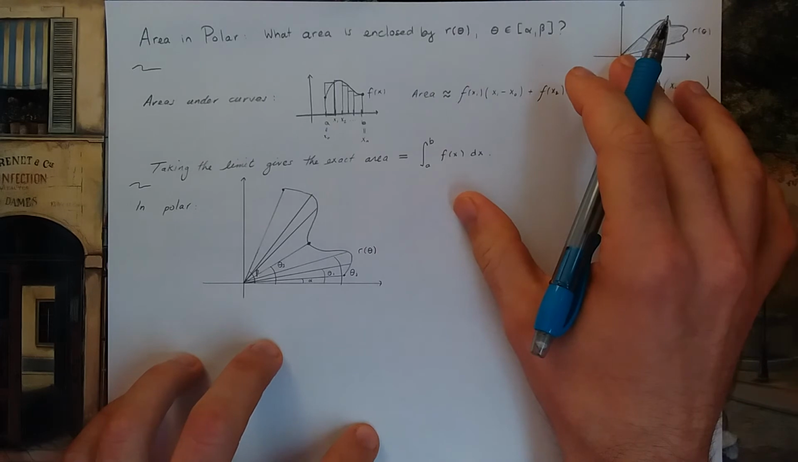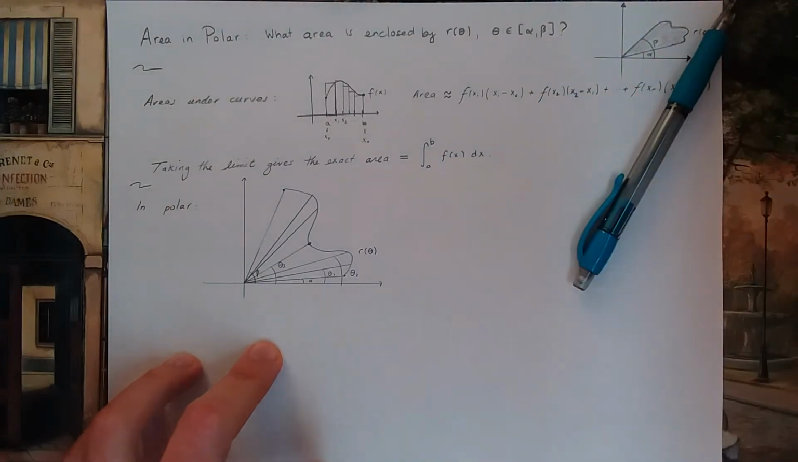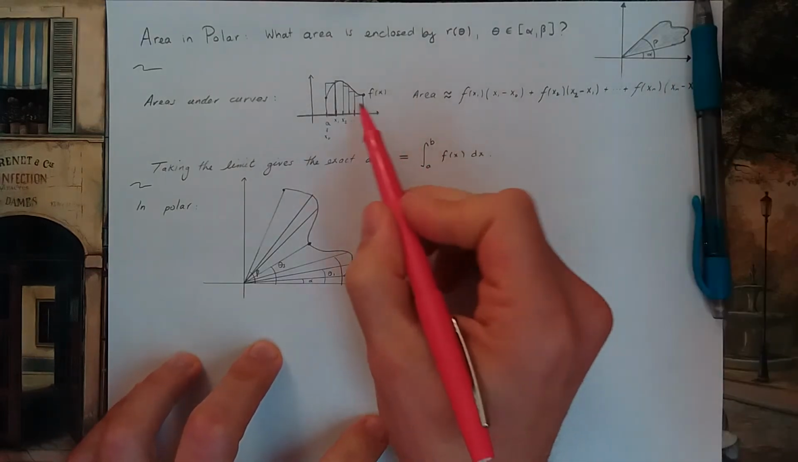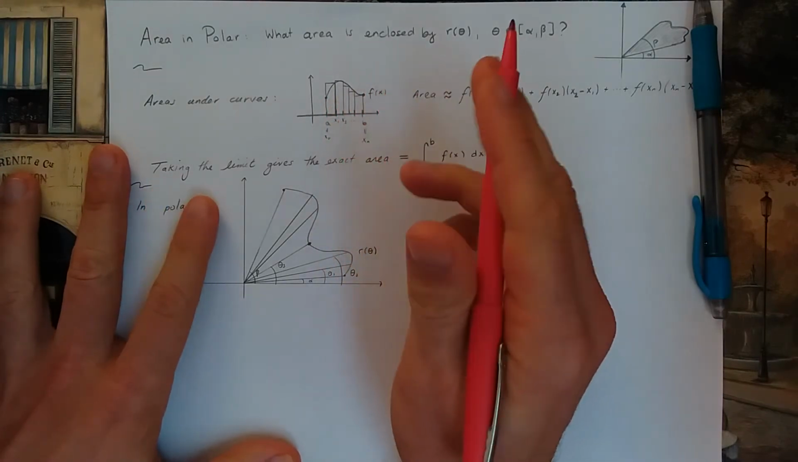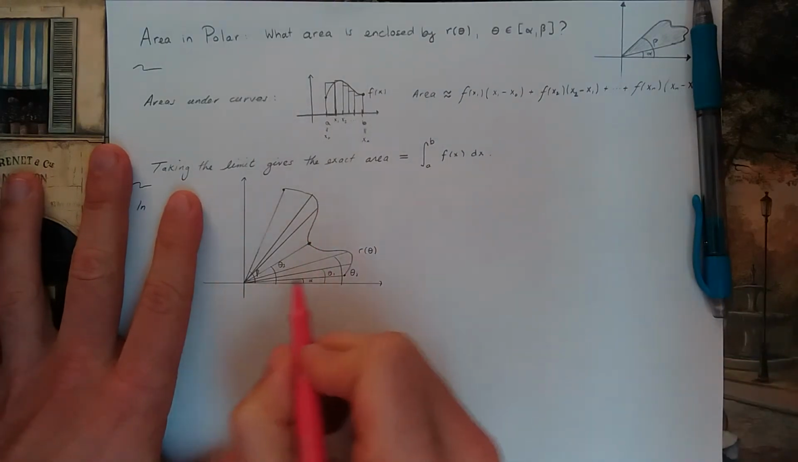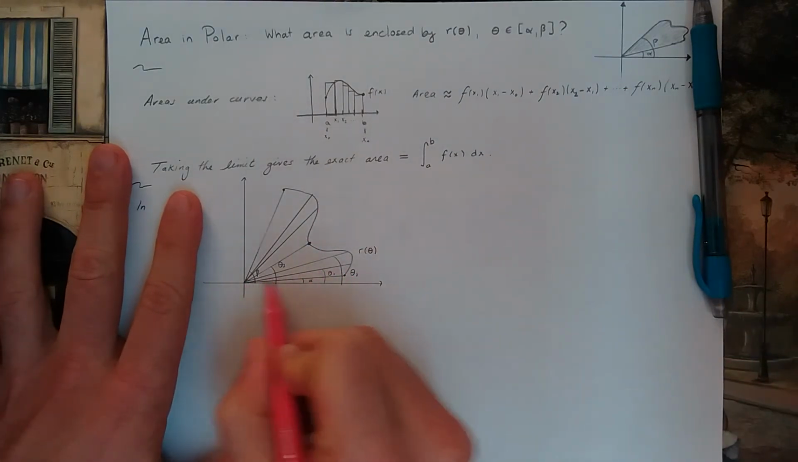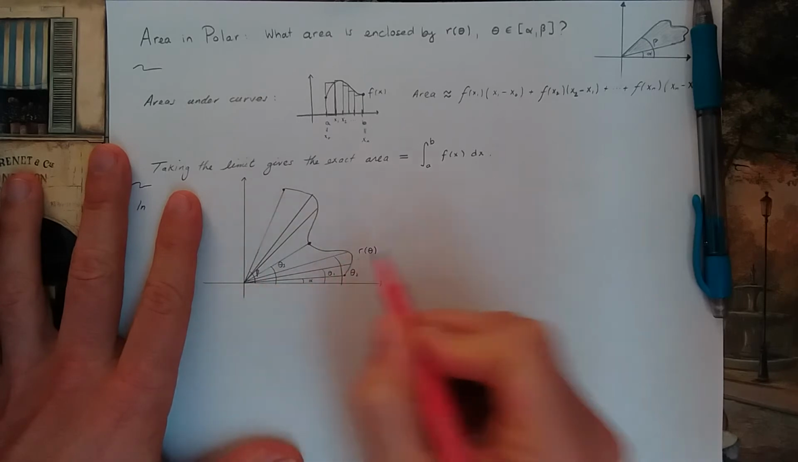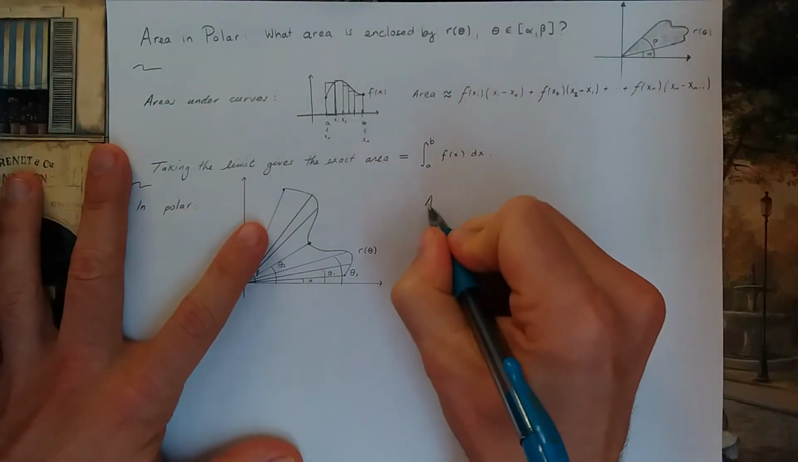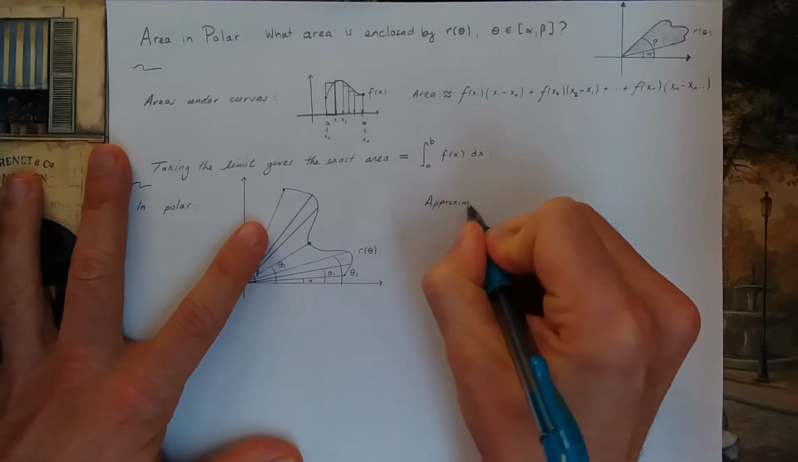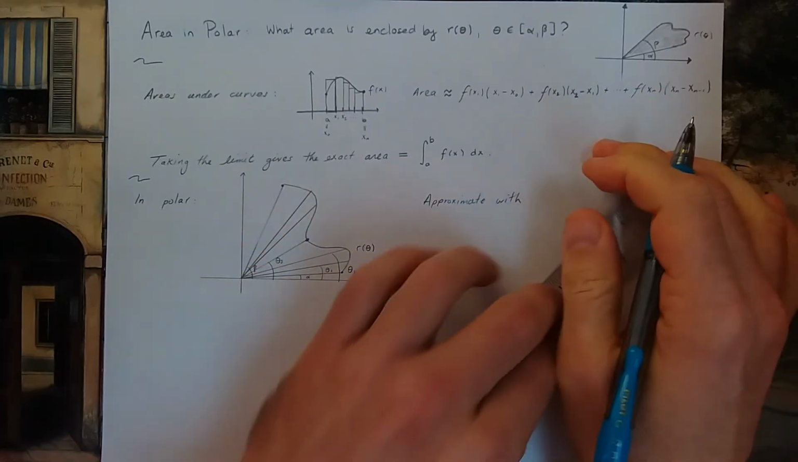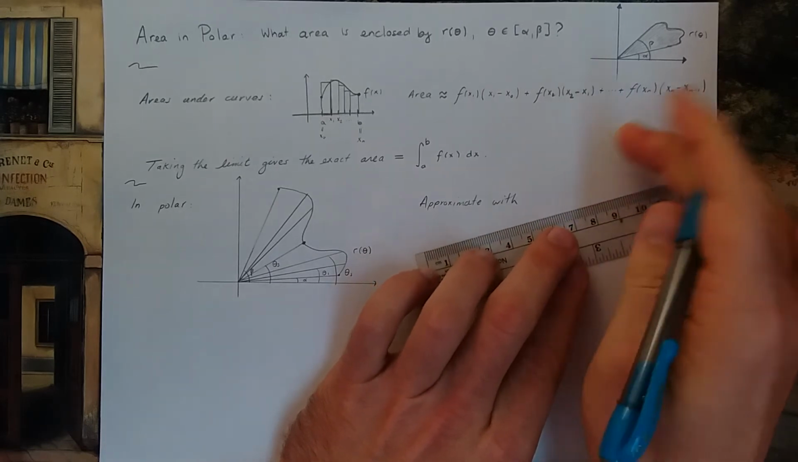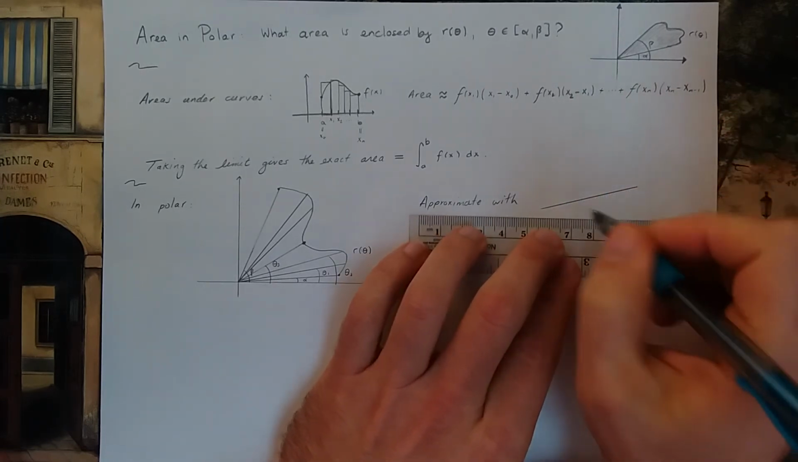Okay, then maybe I'll do this in pen because my picture's getting a little messy here. Then, instead of approximating the area with rectangles, I'm going to approximate the area with pie wedges. Maybe you can call these polar rectangles if you want. So I'm going to approximate with shapes that look like this.